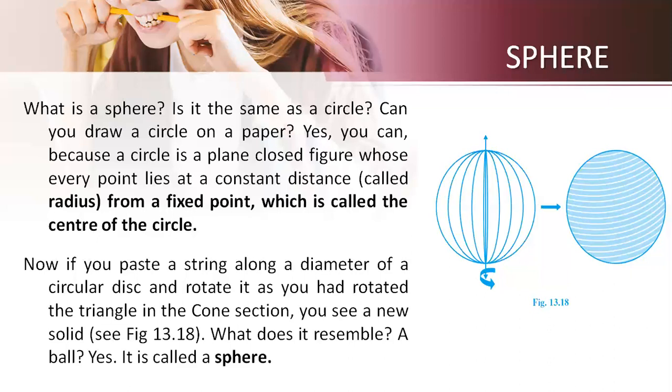So now if you paste a string along the diameter of the circular disc and rotate it as you had rotated the triangle in the cone section, you can see a new solid, which is a three-dimensional object as seen in this particular figure 13.18. So what does it resemble? A ball. Yes, and this is what is called a sphere.